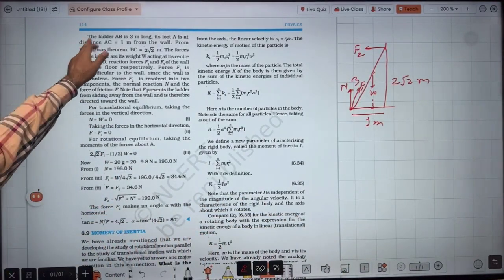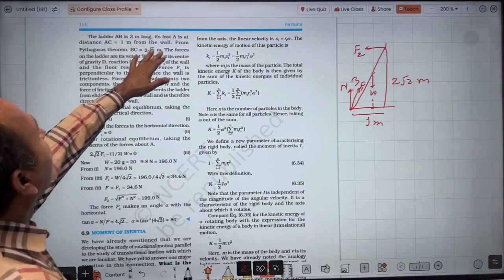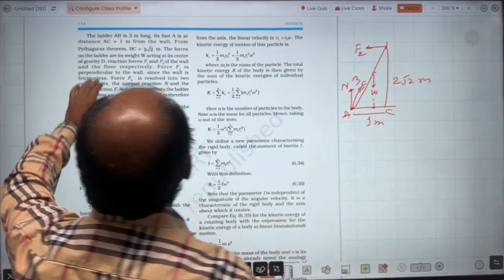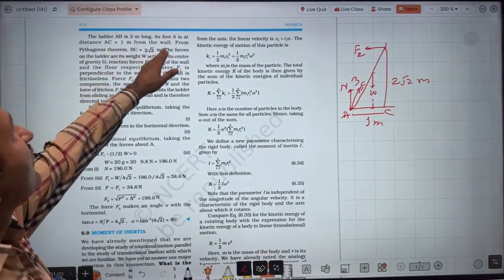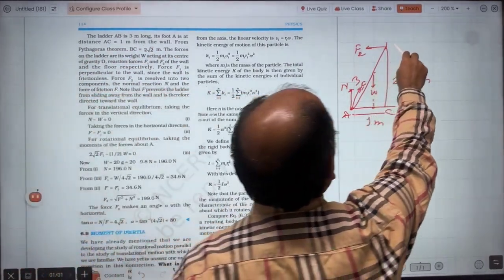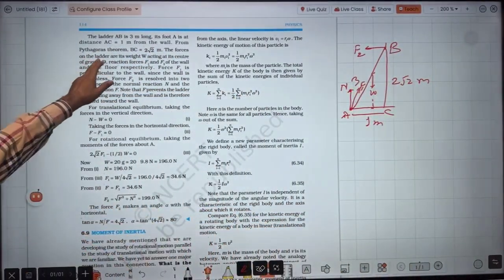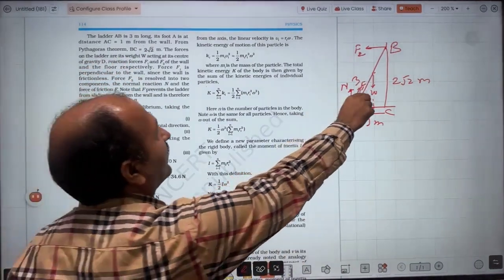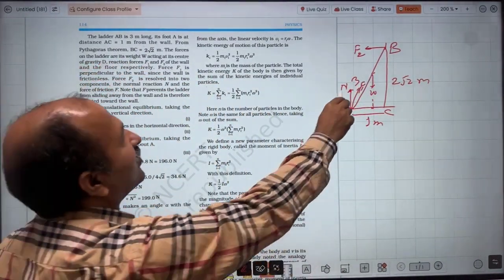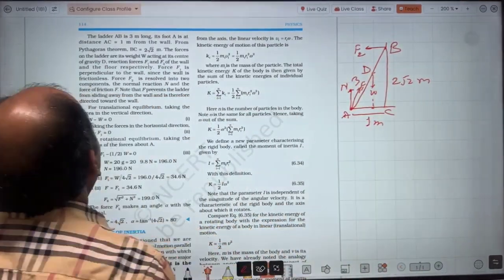Now, so what we do? The ladder AB is 3 meter long. Its point A is at distance. This is A. This is C. So which is 1 meter from the wall, and from Pythagoras BC equal to, here this is wall, BC equal to 2√2 meter. The forces on the ladder are its weight. As I told you, weight is downward, acting at its center of gravity D. At this point, it's the center of gravity. Center of gravity lies at the midpoint.